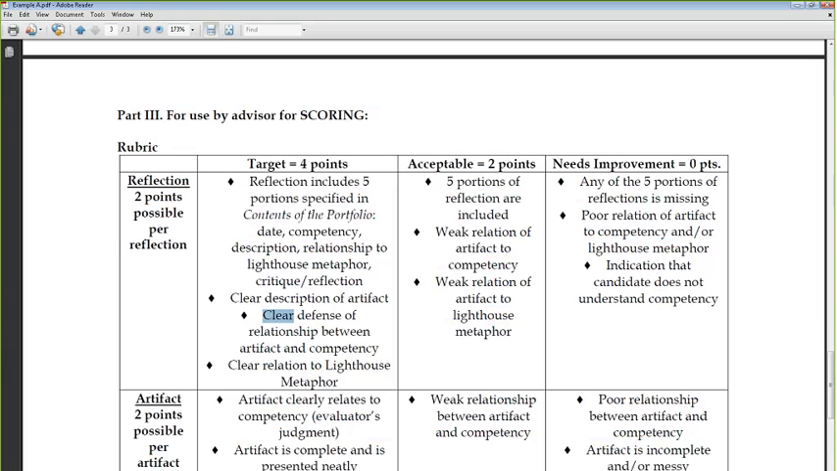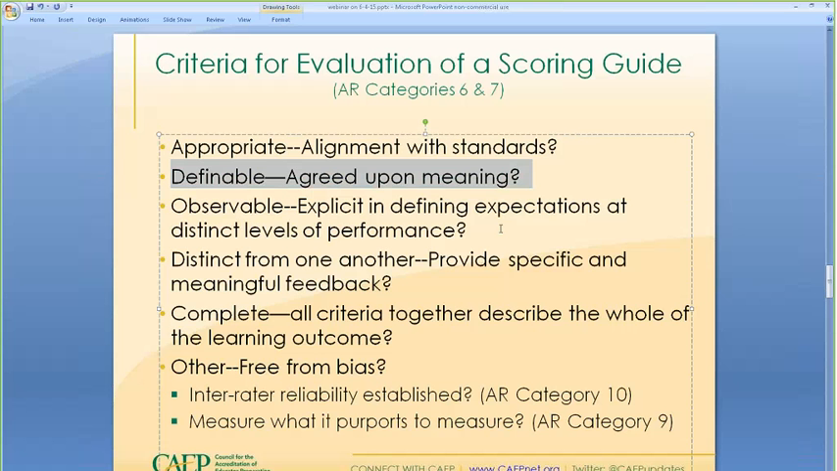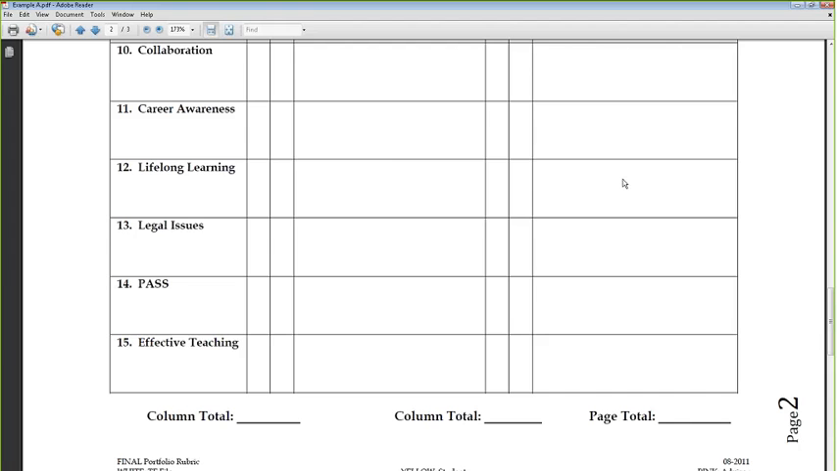One of the other criteria for CAPE is, is it observable? Explicit in defining expectations at distinct levels of performance. And I can't say that there's much here that would be observable. If we go back to the competencies, we see them almost as a checklist. Is there an artifact related to this? Is there a second artifact? And then it's graded, but I don't really know what the performance of lifelong learning is, what is the behavior, observable thing that I would be looking for as demonstrated in the portfolio to show me that this candidate was at an acceptable level in terms of lifelong learning.